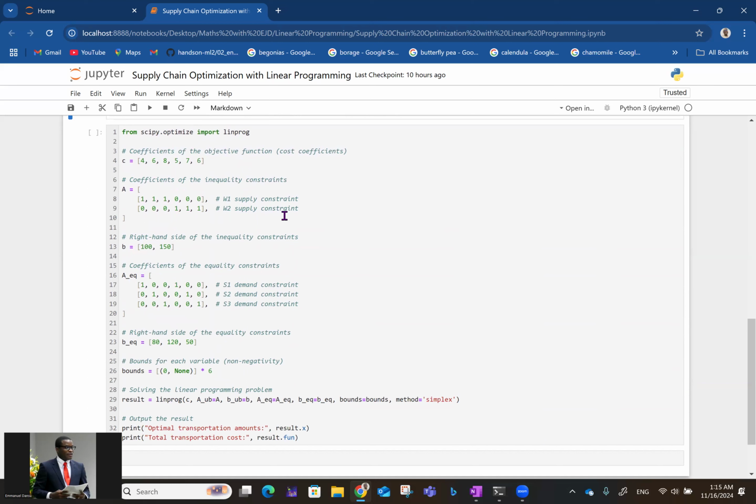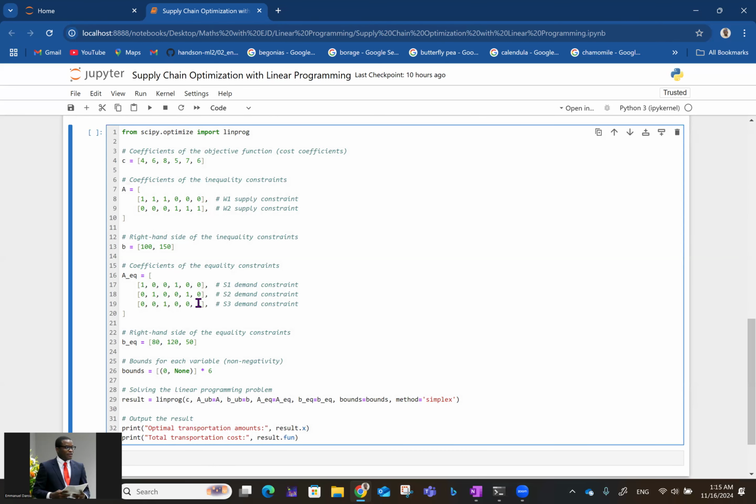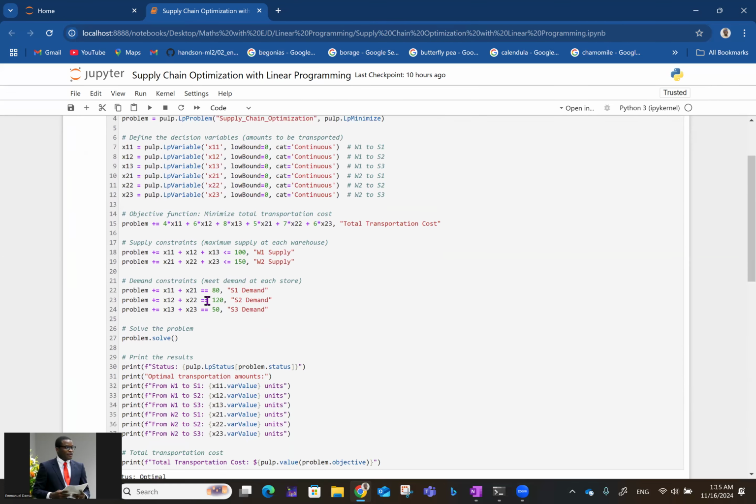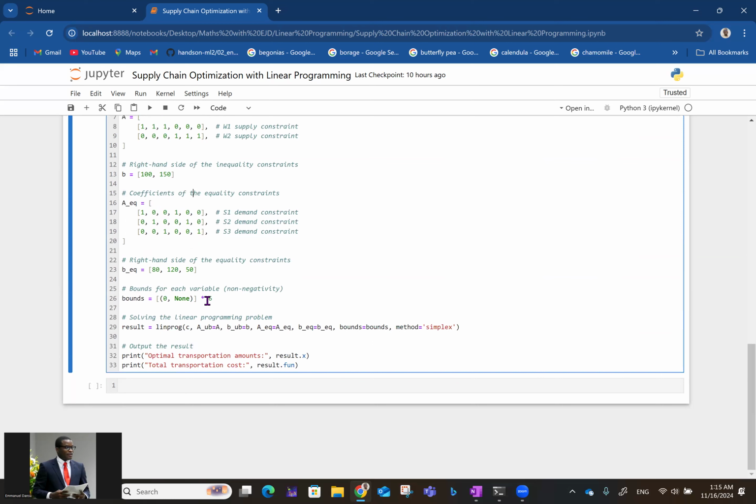And for the supply constraint, the second one, that'll be x21, x22, x23. So that's 0 0 0 1 1 1. And then the right hand side is 150, 100 and 150. Then for the coefficient of the inequality constraints too. So these are the inequality constraints. For the equality constraints, we also have those. Because here now, for the demand side, we have X11, X21. So X11 has 1, X12 0, X13 0, then X21 is 1, and all of that. And then you have the right hand side, which is 80, 20, 50.